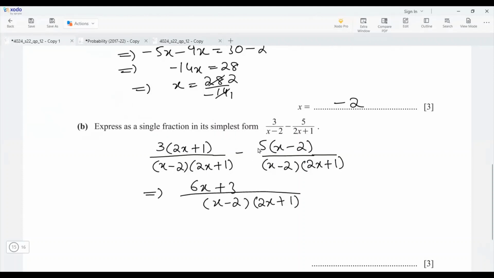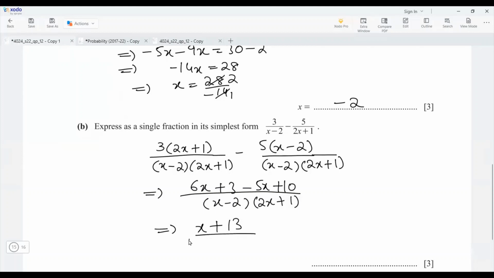So this negative sign will be considered with this 5. So minus 5 into x will be minus 5x. Similarly, minus 5 into minus 2 becomes positive 10. So adding and subtracting like terms, 6x minus 5x will be x, and 3 plus 10 is 13.